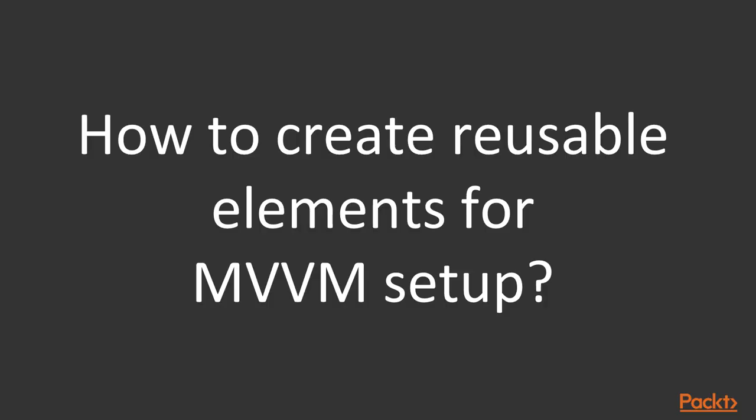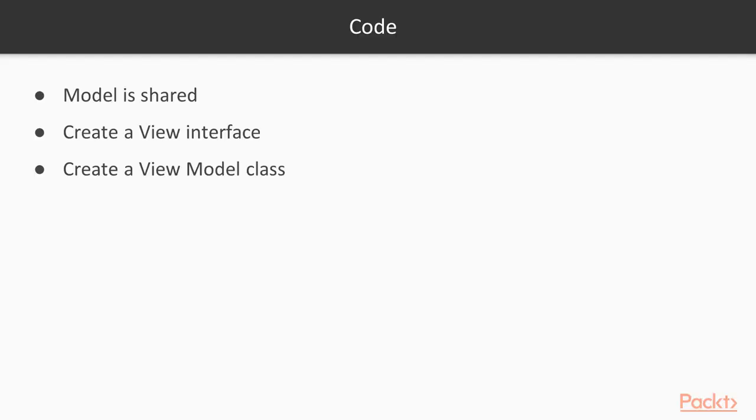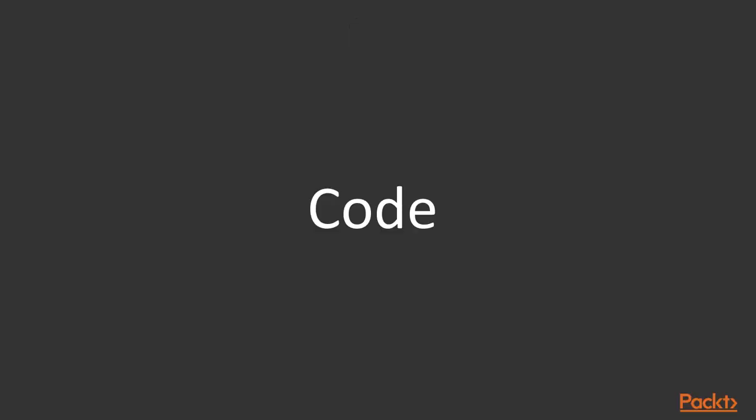How to create reusable elements for an MVVM setup. So in our case, and in most cases, the model is shared because it's the same program state for all of the views that you're going to be working with. But we're going to be able to extract a common interface for the views, and views in our case are activities. And then we can extract a common abstract class for all of the view models. So let's take a quick peek at the code.